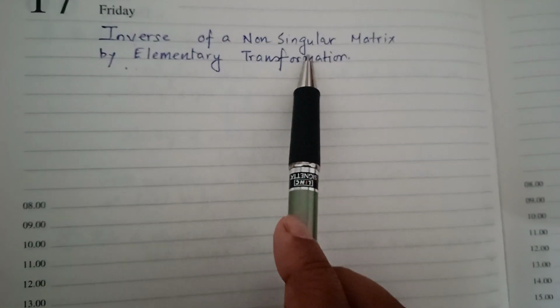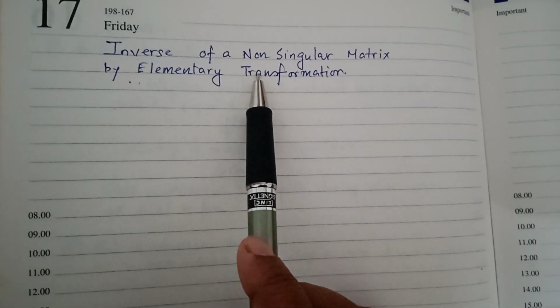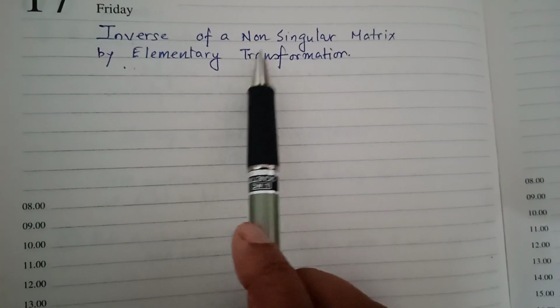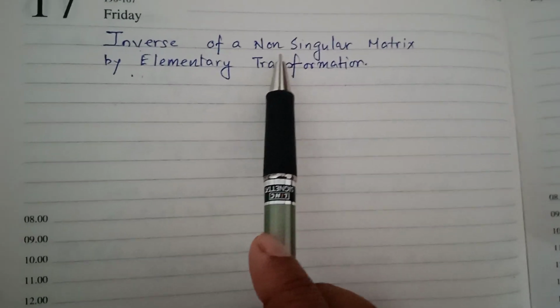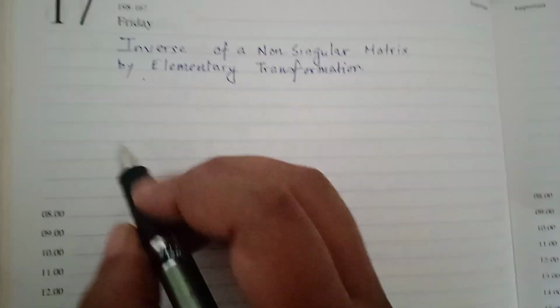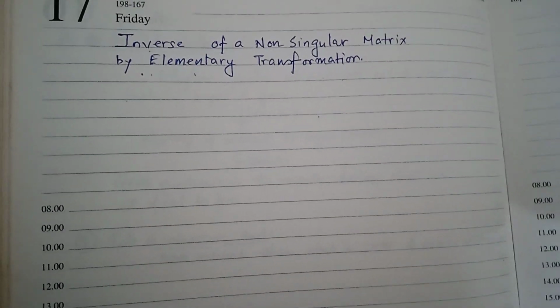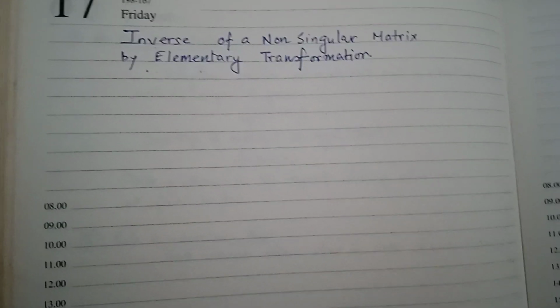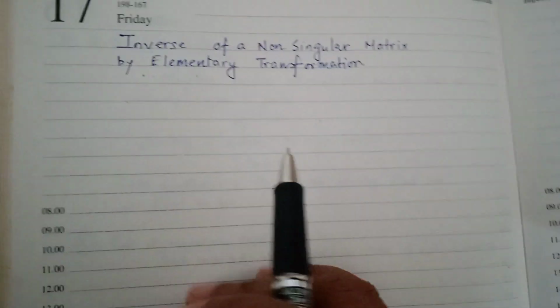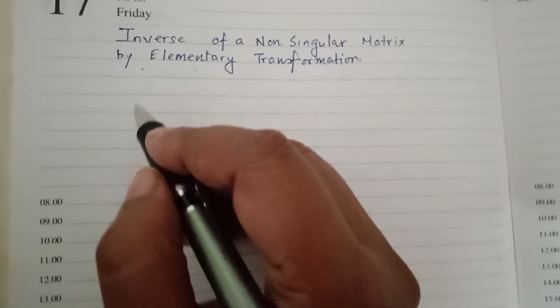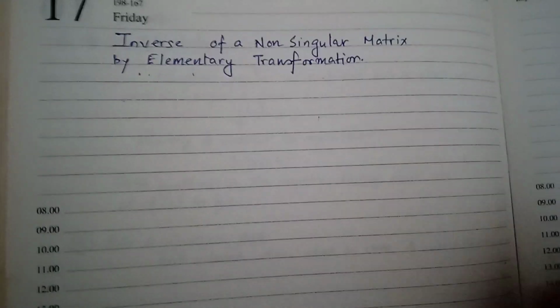So what is a non-singular matrix? A non-singular matrix is one whose determinant is a non-zero number. So what is elementary transformation? That is changing the elements, where elementary operations are being done, and I'm trying to find the inverse. How am I going to do that? I'll show you by an example. So how do I do that?